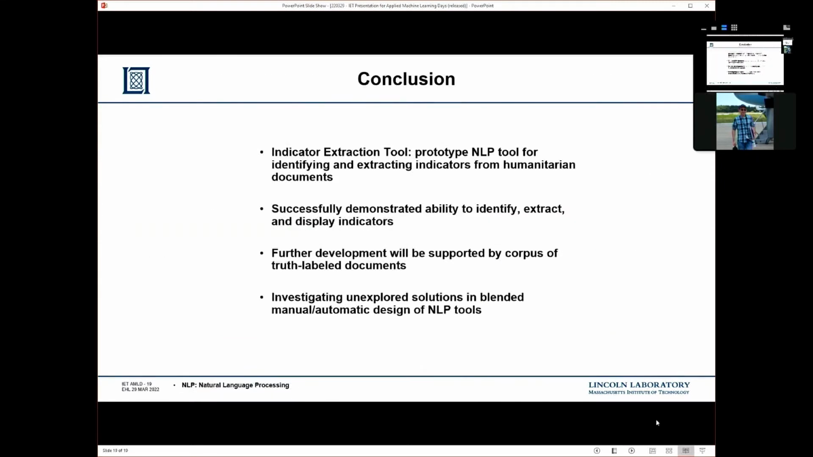All right, and in conclusion, I'll just remind everyone that we developed this tool we call the indicator extraction tool that looks for and tries to extract key indicators from humanitarian documents to help make their jobs easier. We did demonstrate its basic functionality to identify and display those indicators. Follow-on development would be very much helped by a corpus of truth-labeled documents. And as we go forward, we're going to be looking more into the blended design aspects that might still help analysts do their jobs without being a fully automated system. I'll stop there for questions.